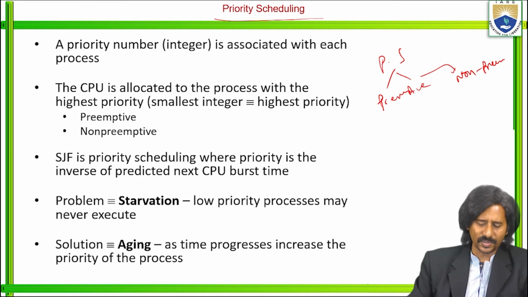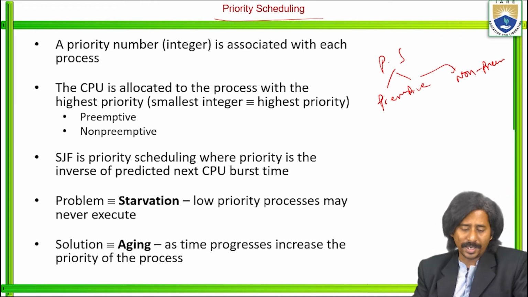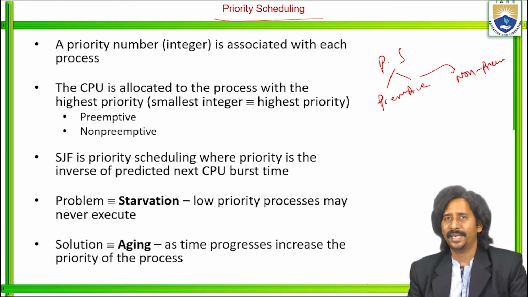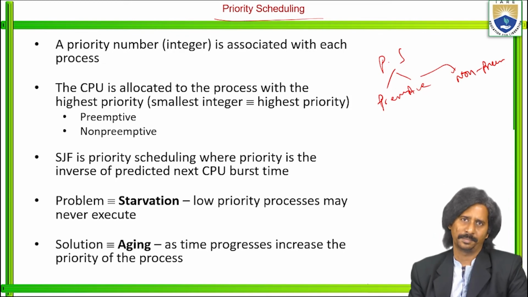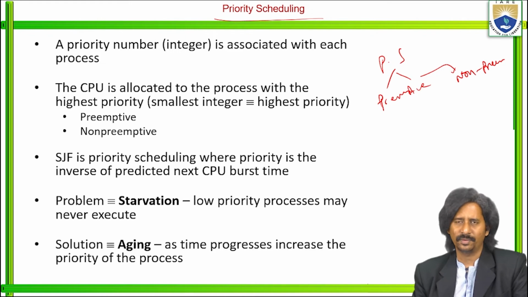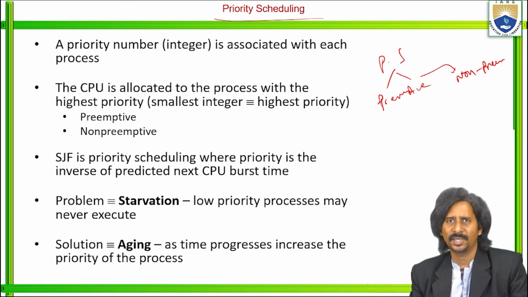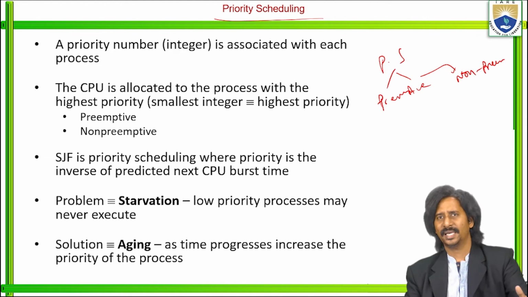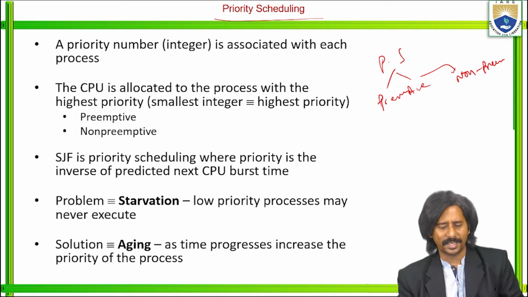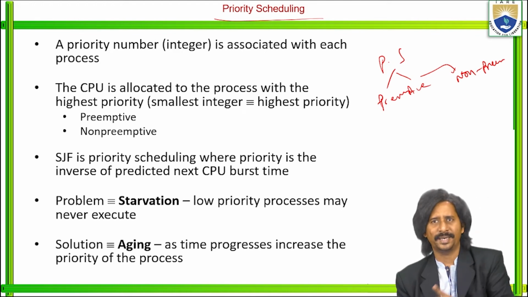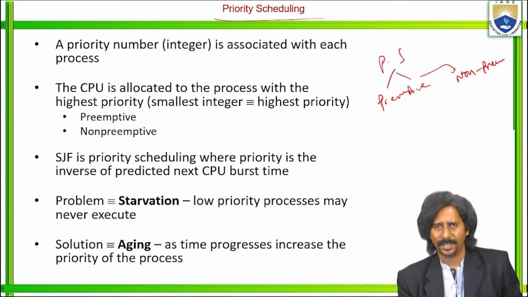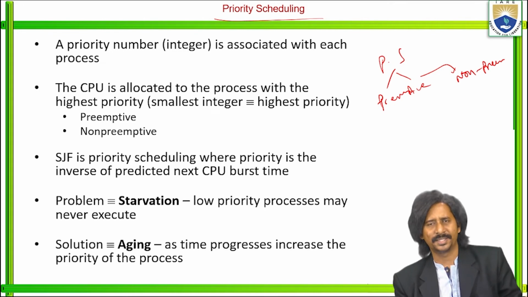So SJF is priority scheduling, where priority is the inverse of predicted next CPU burst time. That is a drawback existing in the previous algorithm like SJF, right? We can't say what the next process is and how much time it takes to execute, because in real-time applications it is also not possible. So what are the problems existing?